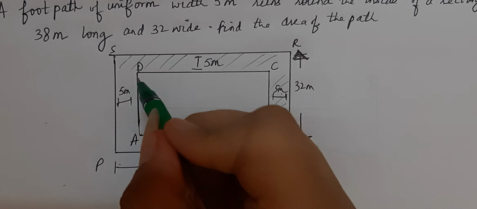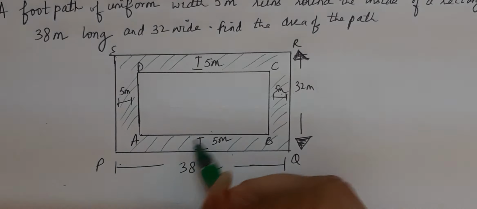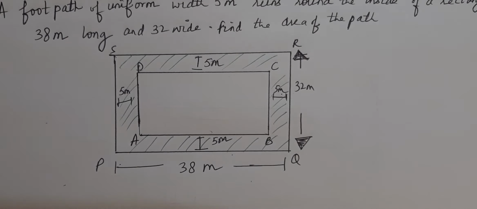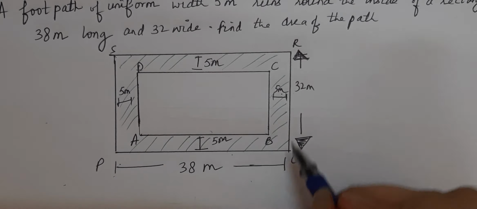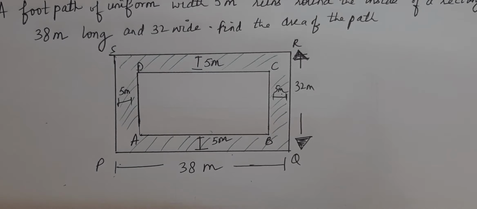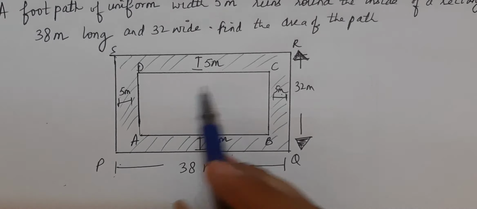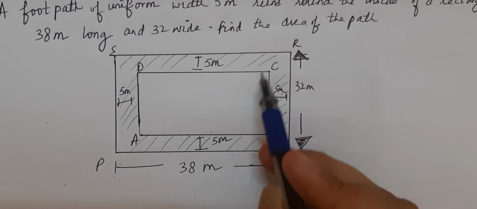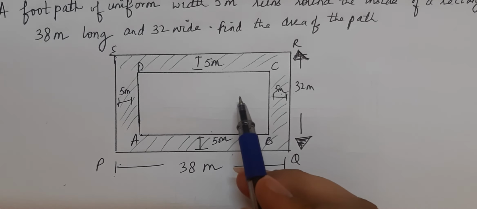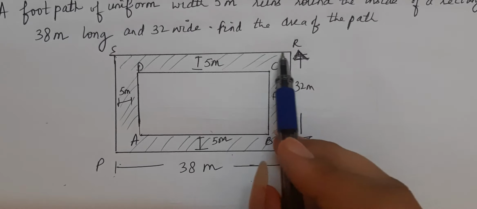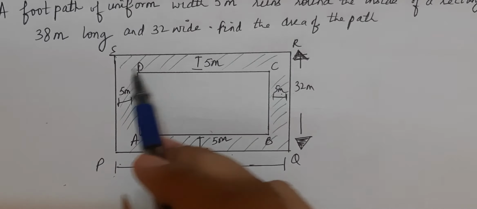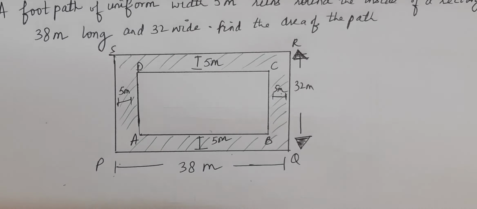Again the same question that I have already discussed. If I want to find the area of the path, what will I do? I will find the area of the bigger rectangle, that is PQRS, and find the area of the smaller rectangle, that is ABCD, and subtract these both. Then I will have the area of the footpath. Okay, so let's do it.